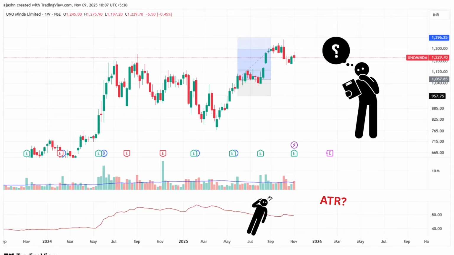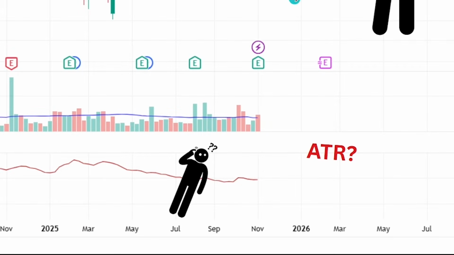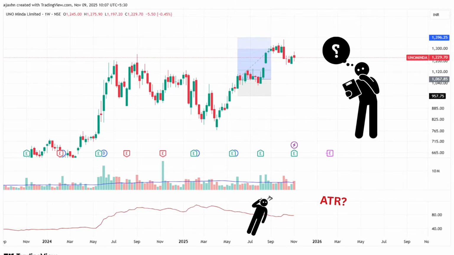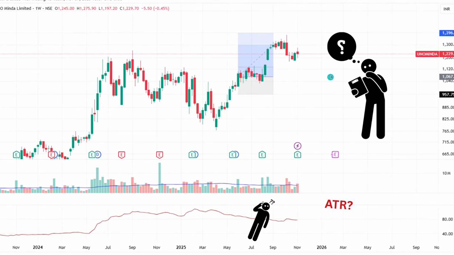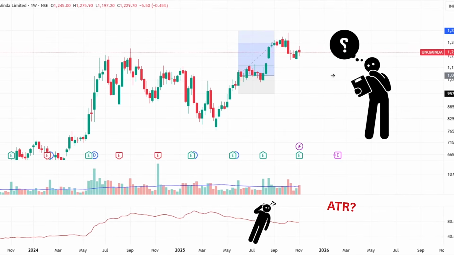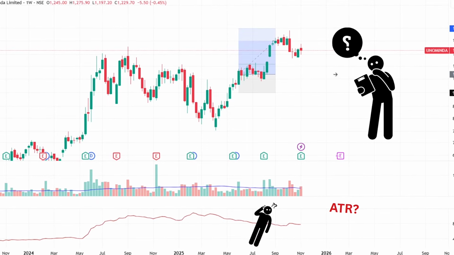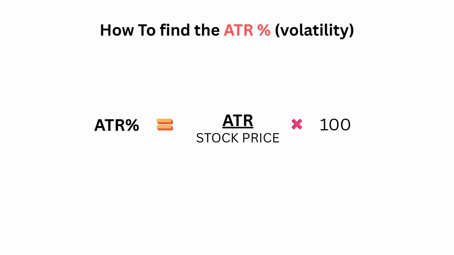So right now I have this chart, and I put an ATR indicator, but how do I then measure the stop loss? I know the stock price, I know the ATR is a certain number of points. How can I take this information and put my stop loss accordingly? First we need to learn the volatility measure, which is the ATR percentage. So how do you get the ATR percentage? Take your ATR, divide that by the stock price and then multiply it by 100. And that ATR percentage tells you the stock's current volatility.